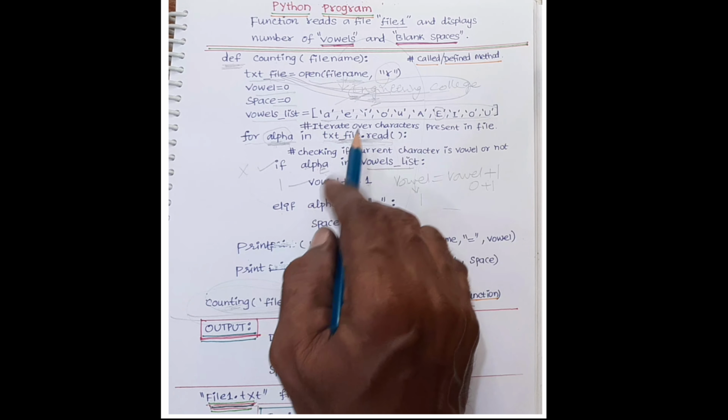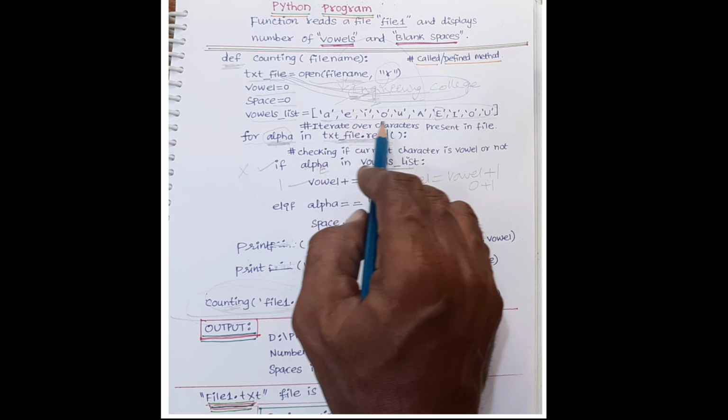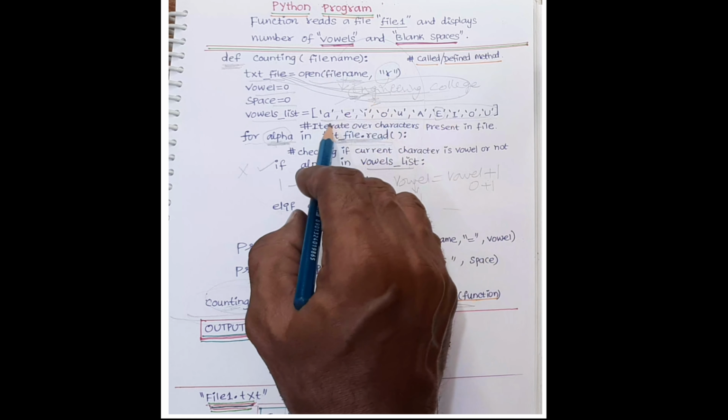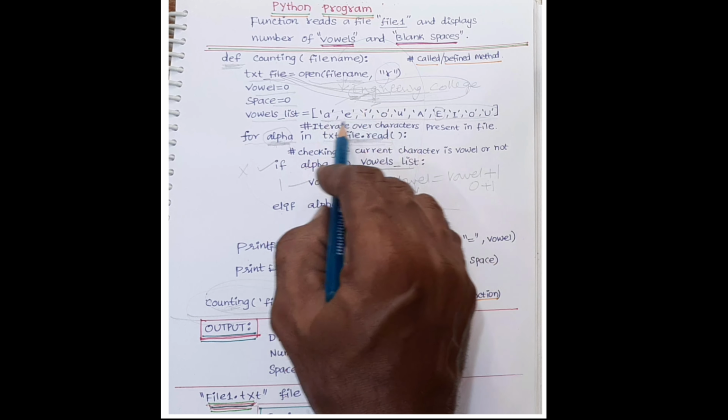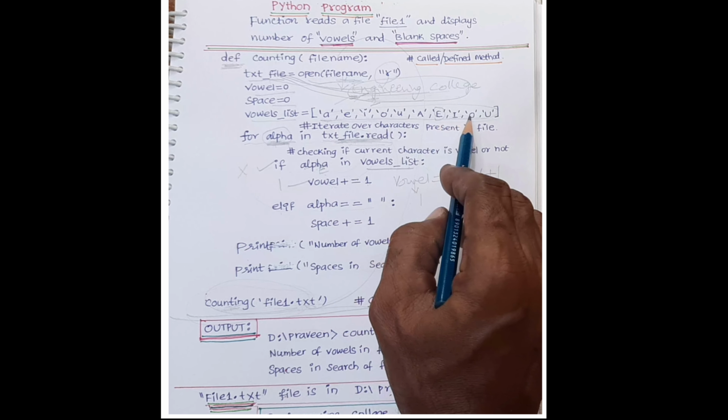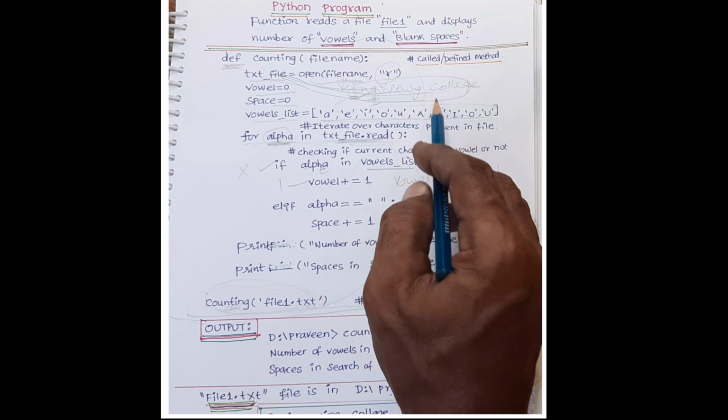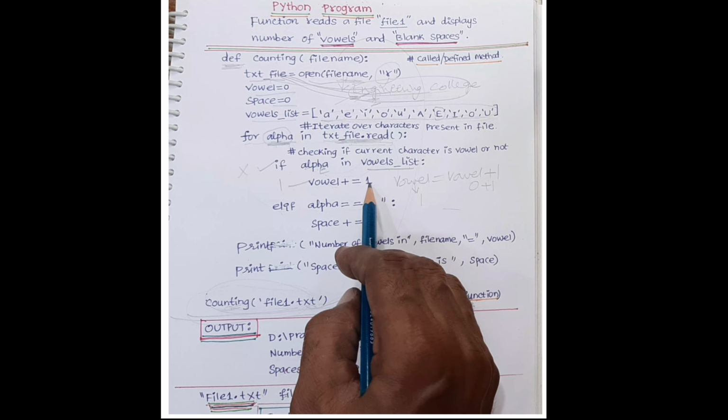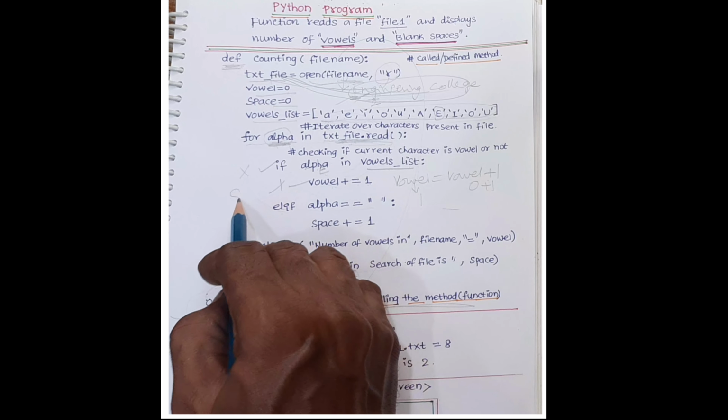How many times will it match? E, N, G, E: E matches, N, will it match with the vowels list? G, will it match? I, will it match? N, will it match with the vowels list? How many times? Here our vowels are 8. 8 times it will match. So our vowel count will be 8 in the end.